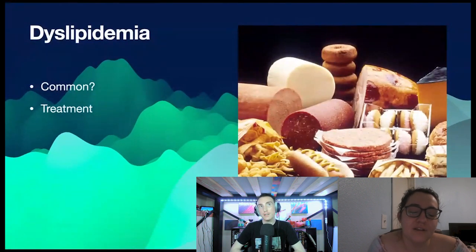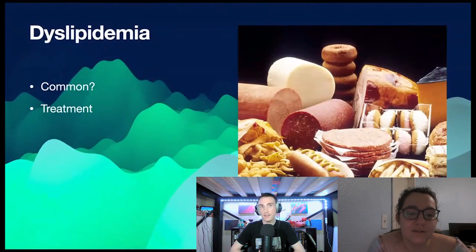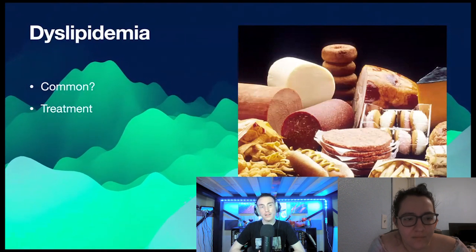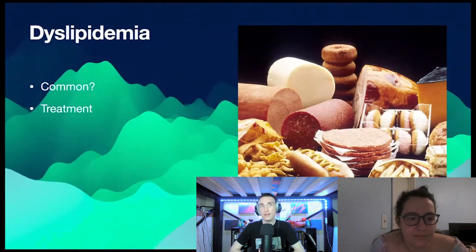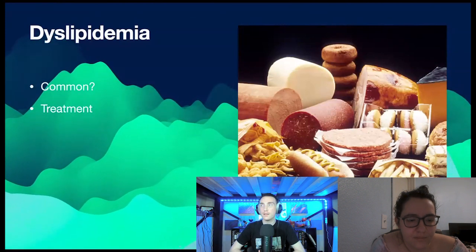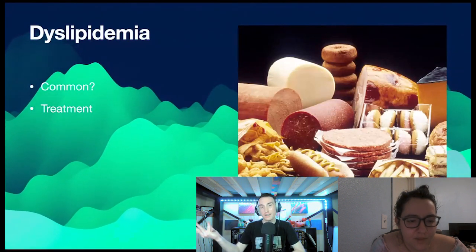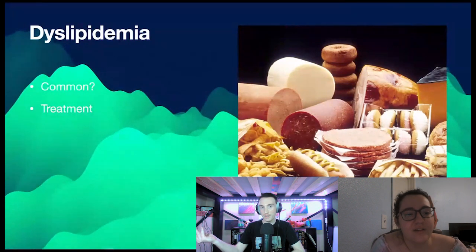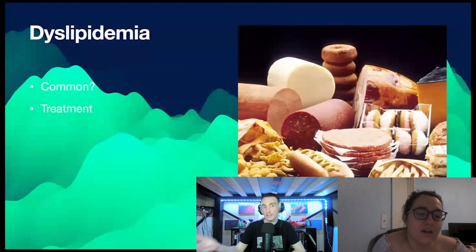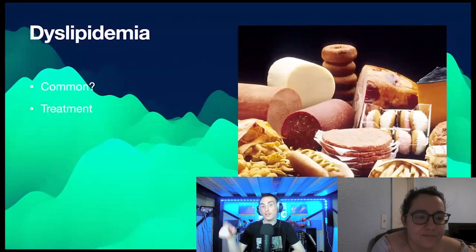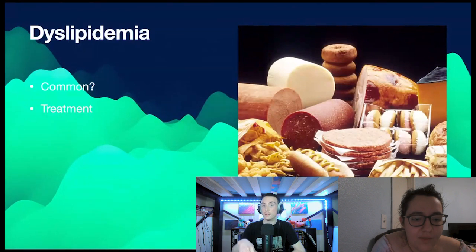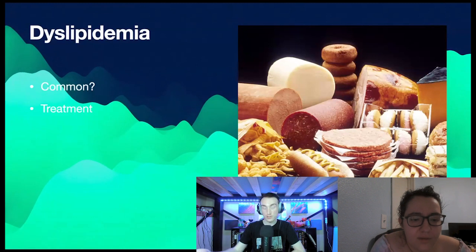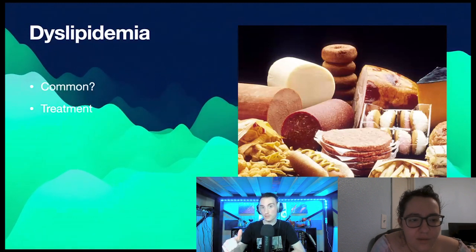So dyslipidemia, if we think about the abbreviation DYS, I don't think it necessarily means high because that's hyper. It's like dysregulation, where it's not where it needs to be with your cholesterol. So that can also be a low HDL cholesterol. So it's not necessarily only high cholesterol. It also depends on the specific cholesterol, like if you have a low HDL cholesterol, because HDL is the good cholesterol.